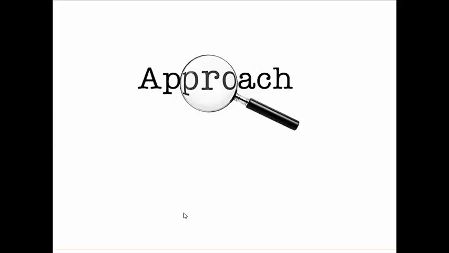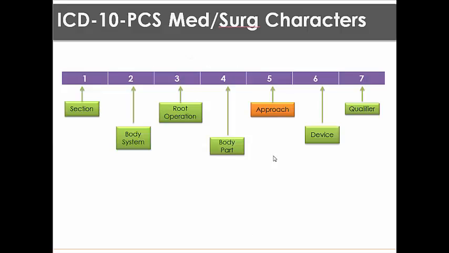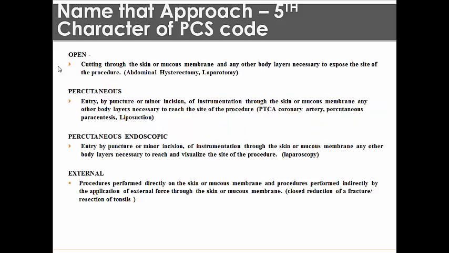So let's just go through real quick the different approaches to build our PCS code. There are 7 different approaches to choose from. And again, in our Surg section, that character for approach is the 5th character. Our choices are open. Examples, cutting through the skin, of course those open procedures. Abdominal hysterectomy, laparotomy would be examples of an open approach.